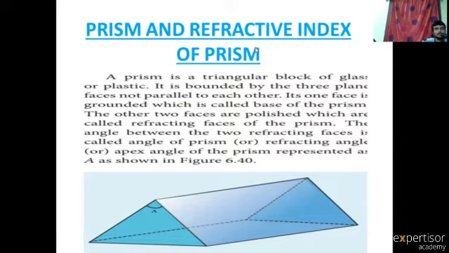So consider one prism. This prism contains five faces. Two faces are at the top and bottom, and these bottom and top faces are in triangular shape. Next, three faces are in the surrounding. These three faces are refracting surfaces. Of these three faces, two faces are polished.